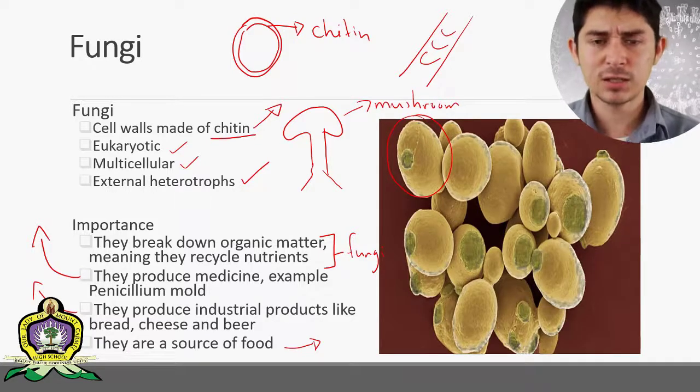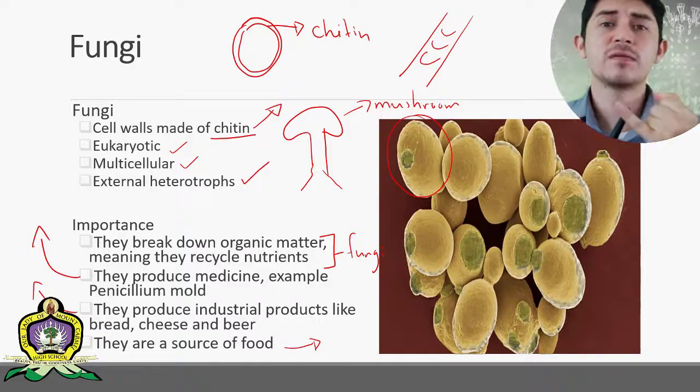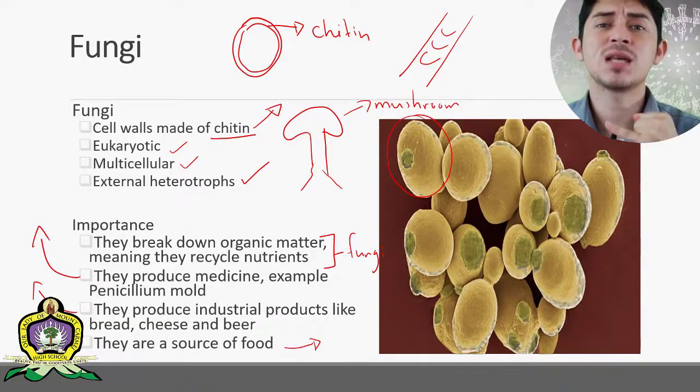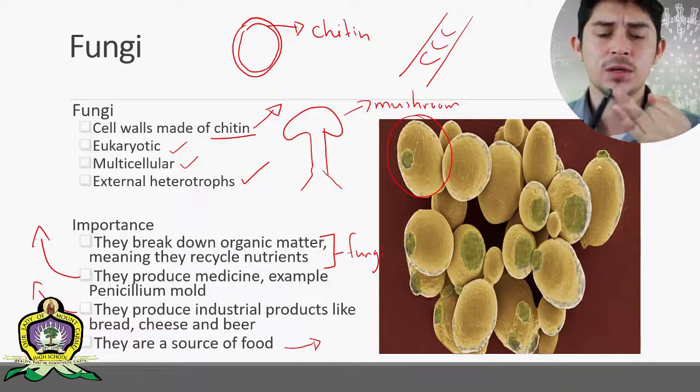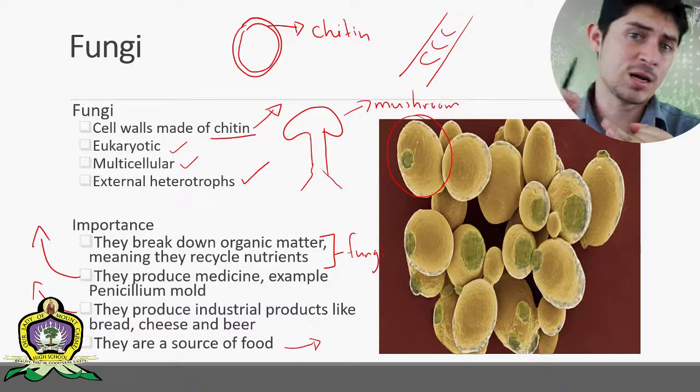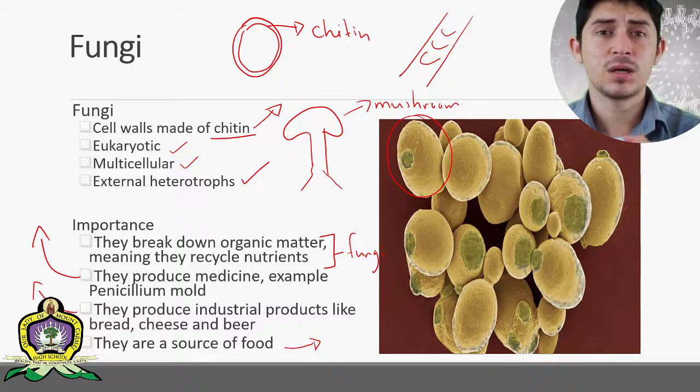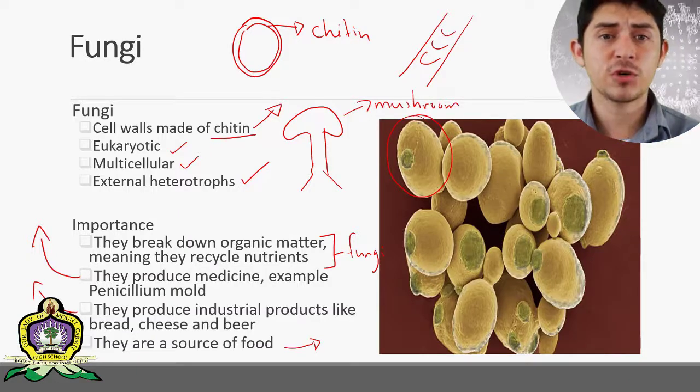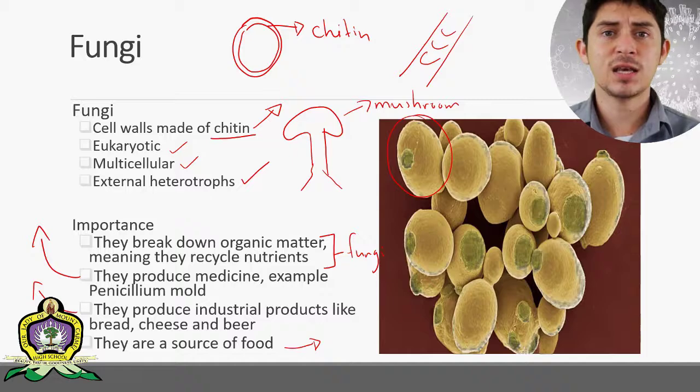So what are the traits? Fungi have cell walls, but the cell walls are made out of chitin. They are eukaryotic, meaning that they have a nucleus, and they rely on consuming other organisms in order to survive. That is the kingdom fungi.